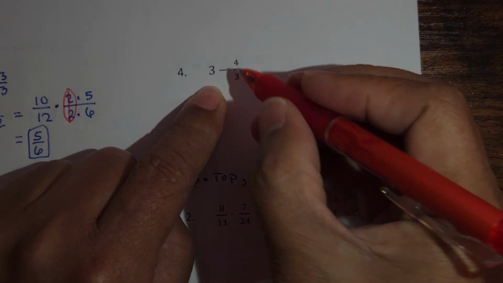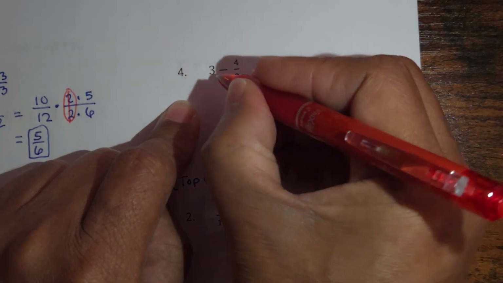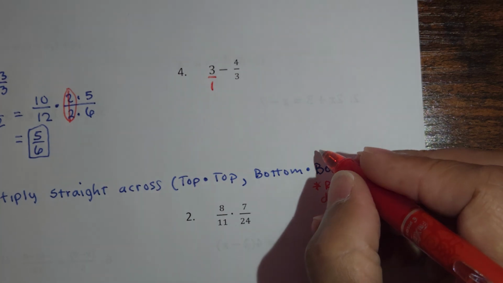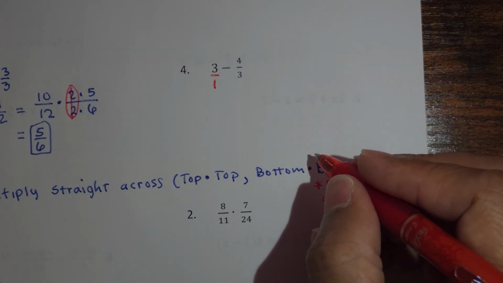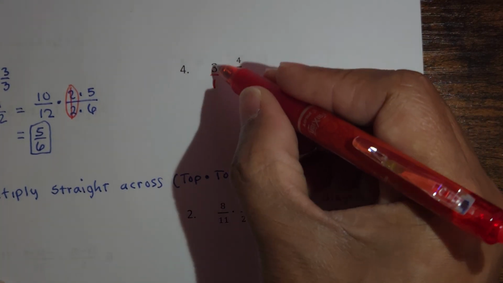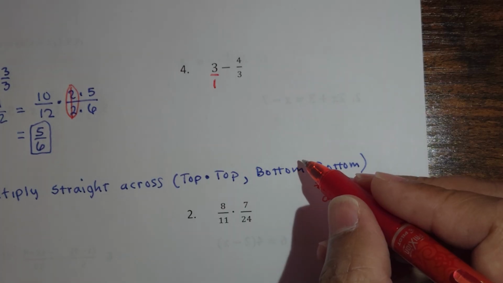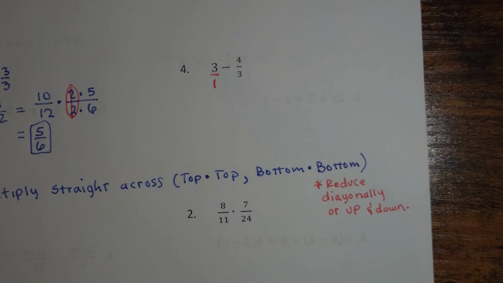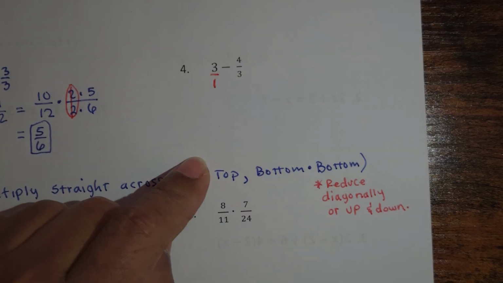This is 3 minus 4 thirds, or 4 over 3. This 3 is implied to be over 1. So don't forget, rational numbers can be written as fractions, or if it's a whole number, this is implied to be 3 over 1, which makes it a fraction or rational number. Okay. All right. So fractions are rational numbers, by the way.